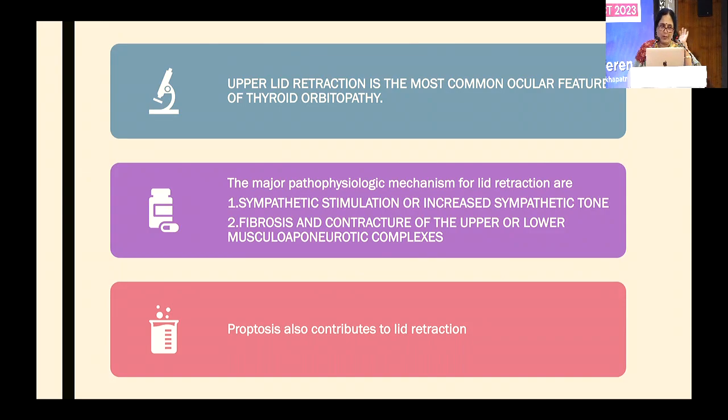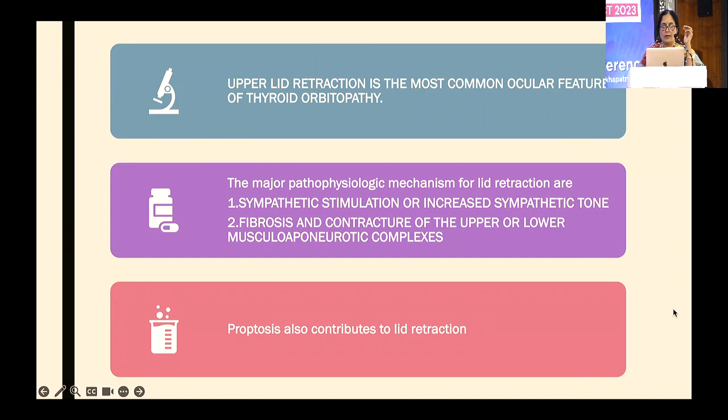I'm not going to talk about the Rundle's curve, about all the other features, the classifications and all. Going to concentrate on two things. One is the lid retraction, which is the commonest feature, and the second, which is not very often dealt with, the psychosocial impact of thyroid orbitopathy on the patient.